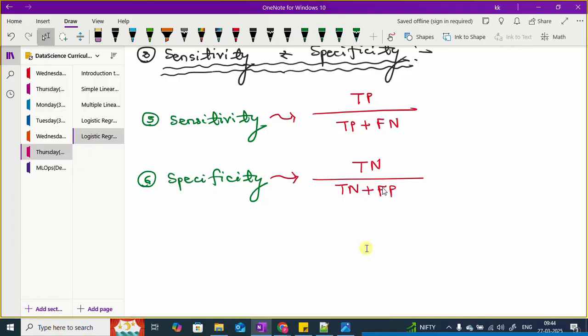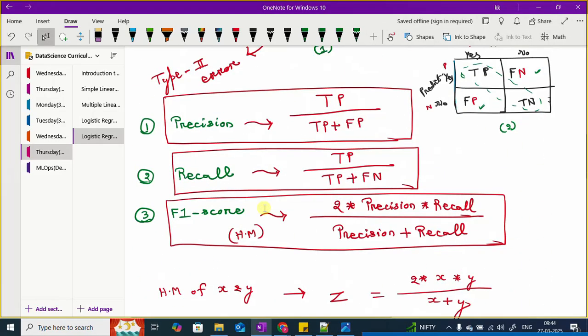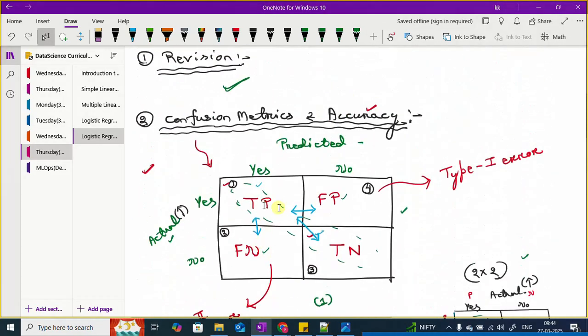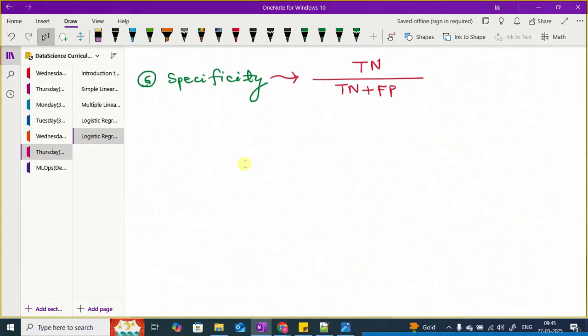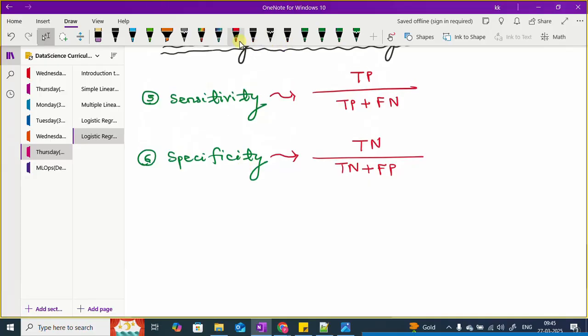Okay. Now, guys, let's talk about specificity. It's written true negative divided by true negative plus false positive. What is true negative? True negative is here. False positive means this part, this part. Fine. Now let me put it into the box.